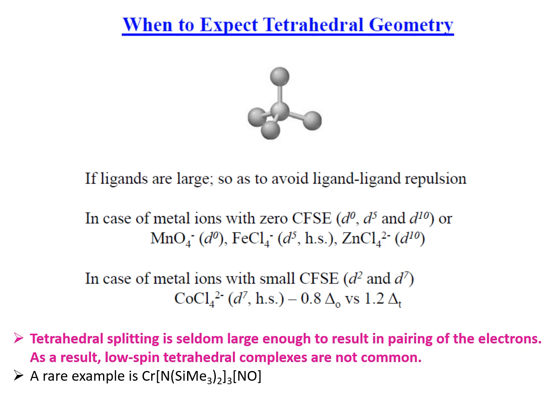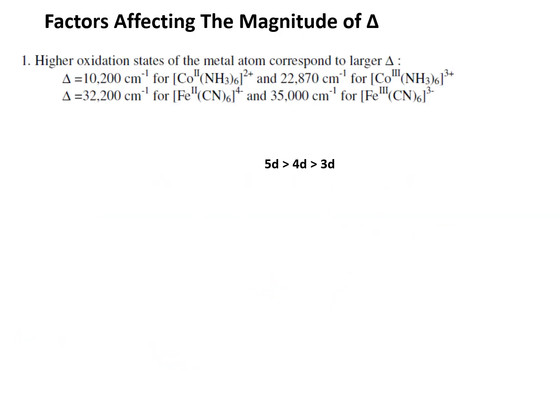That is high spin. Then ZnCl4 2 minus, d10. So in case of metal ions with a small crystal field stabilization energy for two electronic configurations, namely d2 and d7, for example, cobalt complex CoCl4 2 minus, d7, tetrahedral splitting is seldom large enough to result in pairing of electrons. As a result, low spin tetrahedral complexes are not common. Rare example is this one, chromium complex.